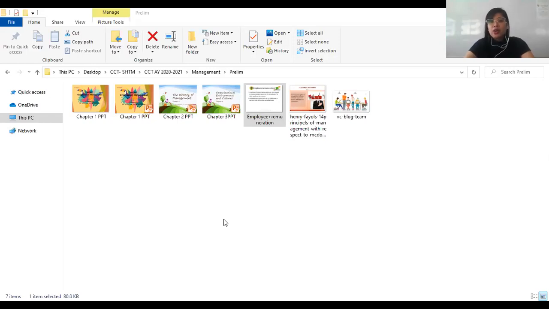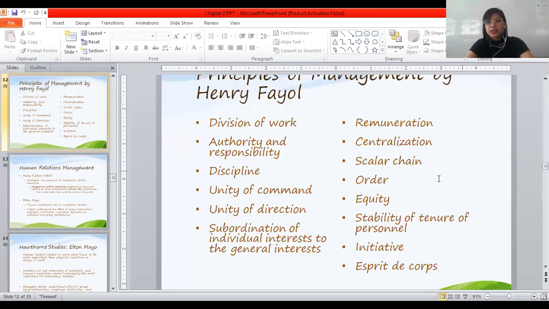So napakahalaga yung there are rewards and compensation, no, that are going to be given to our employees in a response or in a commendation or as a gift, no, or as a reward system for performance. Okay. And then we have the centralization, the scalar chain, the order, the equity, no? Ibig sabihin equal. And then stability of tenure of personnel. Ibig sabihin kung gaano siya magiging mag-stay sa company, kung siya ba ay ma-regular, no? Kung siya ba ay probationary, initiative, and spirit de corps.